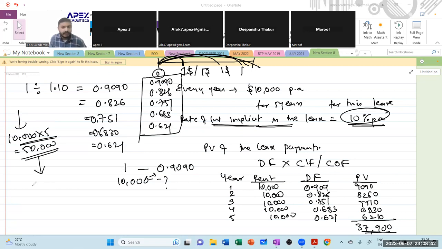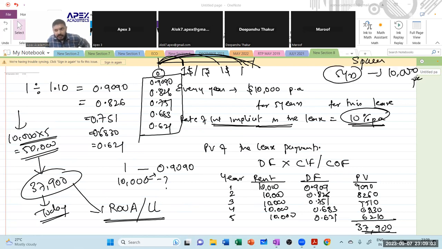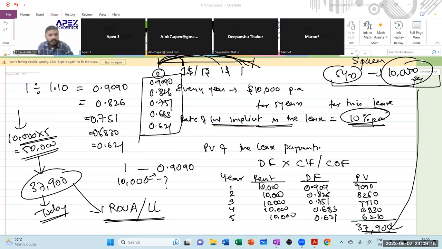The true value of this 50,000 is going to be 37,900 today. And this 37,900 is recognized as a right of use asset and correspondingly as a lease liability, because you are essentially purchasing the right to use this space for 5 years by paying 10,000 per annum, and the present value of 10,000 per annum paid for 5 years is 37,900 today. Do we understand this calculation? Yes or no? Please tell me that.